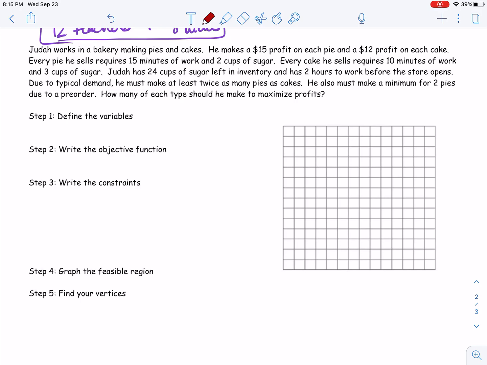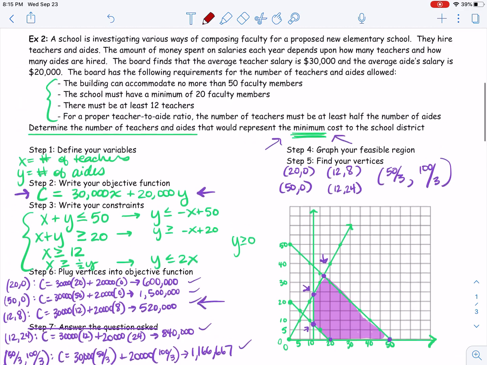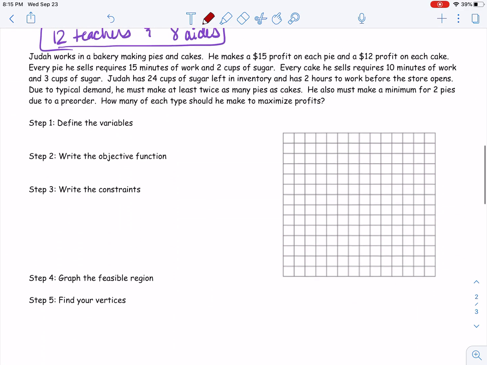Even though this problem is shorter just by looks, I find it to be more difficult because you are now talking about the number of pies, the number of cakes, the profit of a pie, the profit of a cake, 15 minutes of work for a pie, 10 minutes of work for a cake, 2 cups of sugar here, 3 cups of sugar here. You have a lot of different quote unquote variables to this problem. So with that being said, what are your 2 variables going to represent?